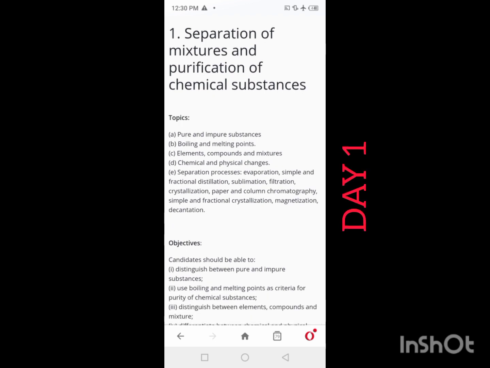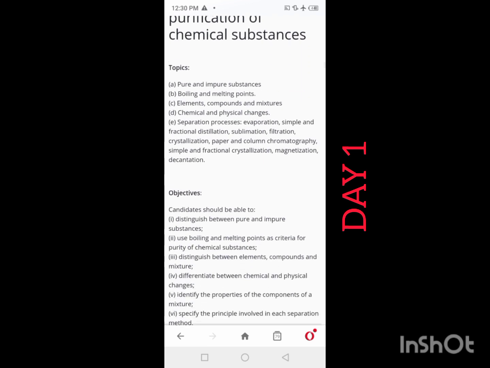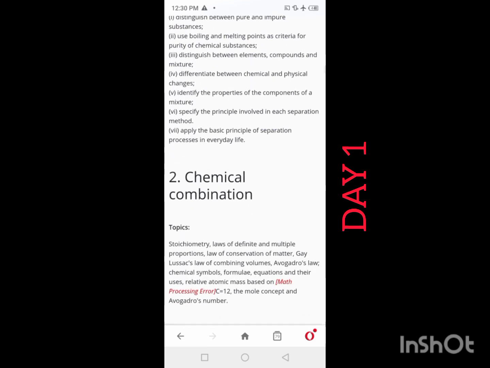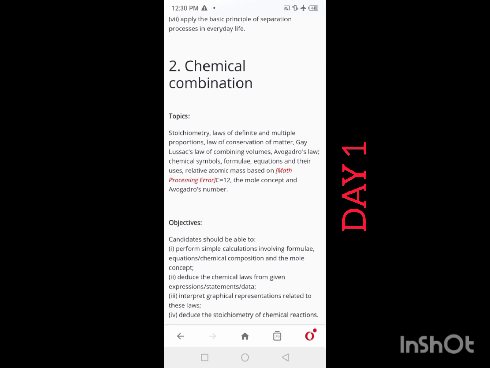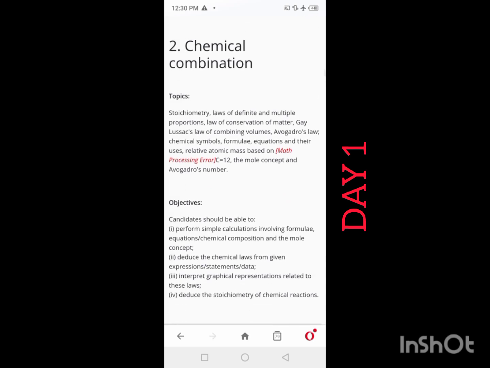Without wasting much of our time, on the first day you should be looking at separation of mixtures and purification of chemical substances. Here you should understand pure and impure substances, boiling and melting point, element, compound and mixtures, according to how your textbook would present it. That's what you do on the first day.